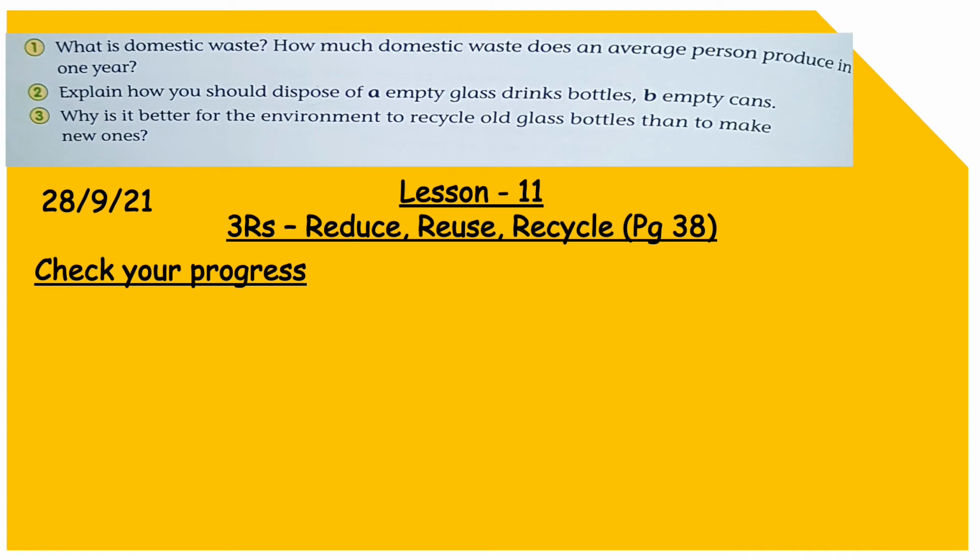So now the first question is, what is domestic waste? We discussed this already, right? It is all the rubbish or all the waste we produce. Yes. Now how much domestic waste does an average person produce in 1 year? Yes, we discussed it's 1 kg per day. So in 1 year it is 365 kilograms.